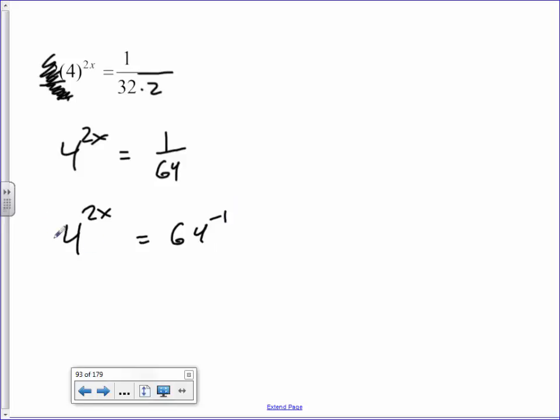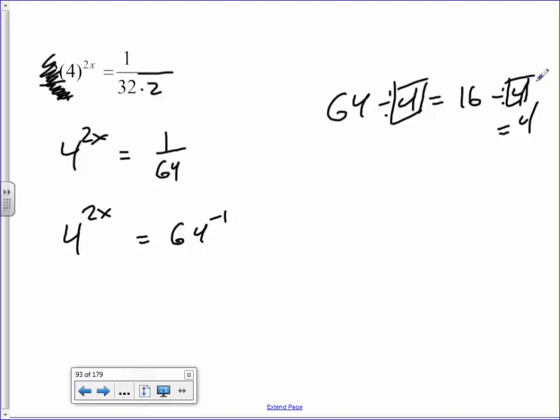You know how we used to have that 2 sitting out front? Now we don't. We have a 4 right here and a 64 right here. Now the question is, how many 4s make up a 64? No, not 2. It's not divided by 4. It's like 64 divided by 4 gives you what, 16? Yeah. And then 16 divided by 4 gives you 4. So I have 1, 2, 3 4s there.